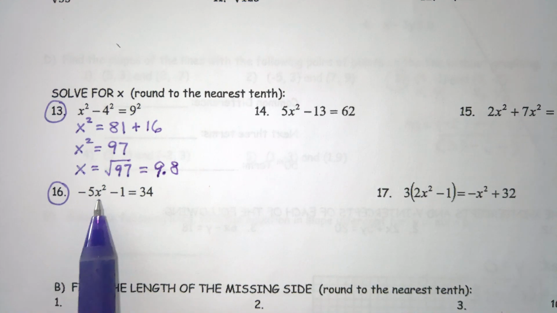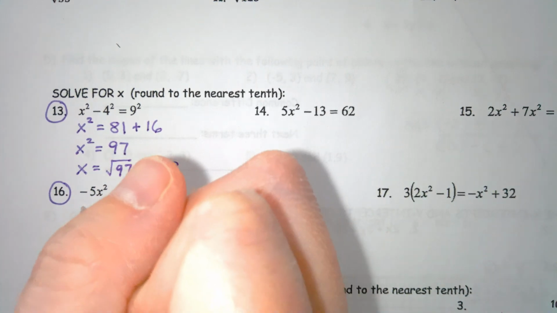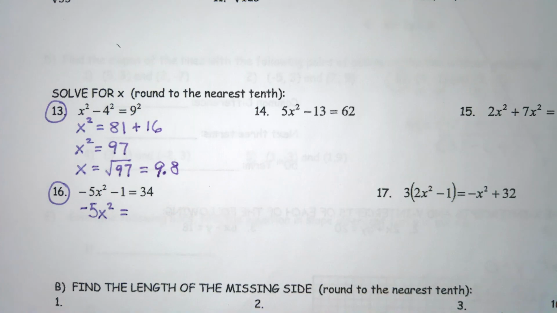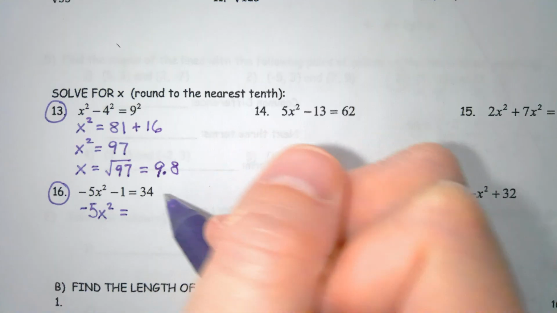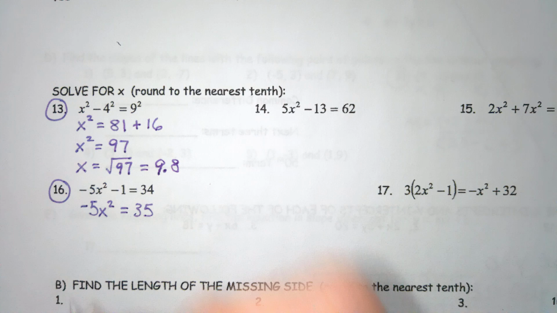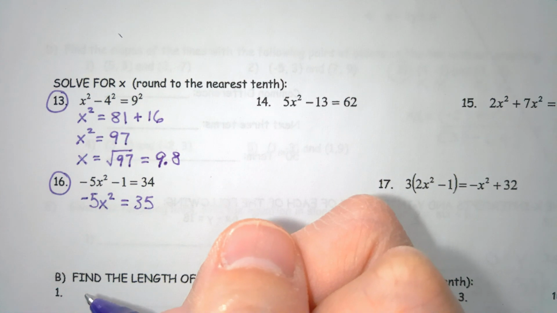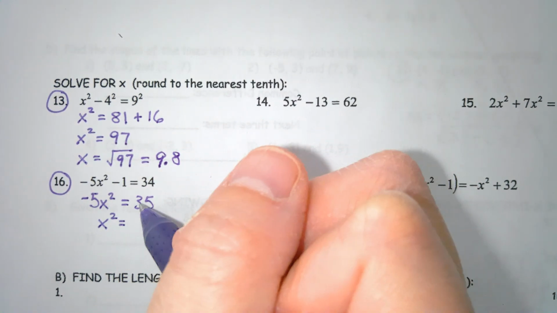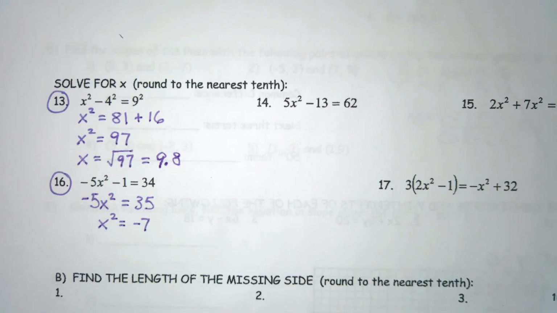So similarly, this one right here, I want to solve for x. So I'm going to scaffold. So negative 5x equals, I'm going to move that negative 1 over. So I get 34 plus 1, which is 35. Next, I'm going to scaffold. So I'm going to divide by negative 5. So move that negative 5 over by dividing. 35 divided by negative 5, I get negative 7.